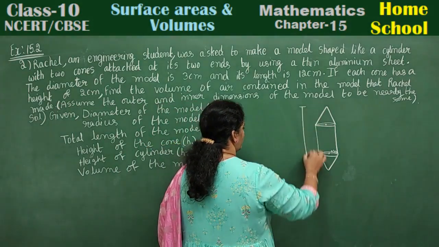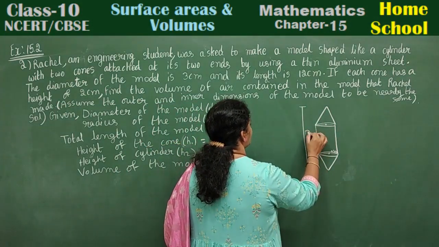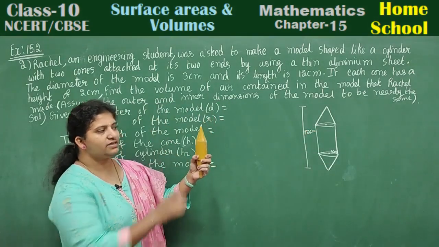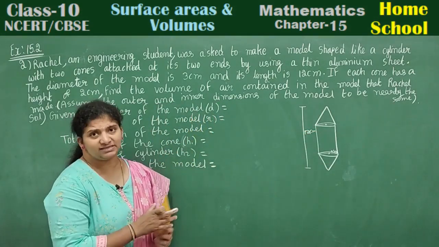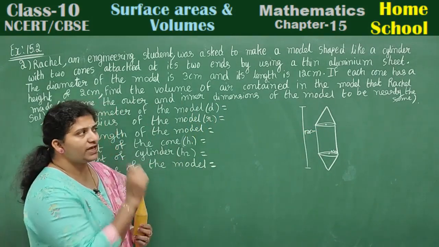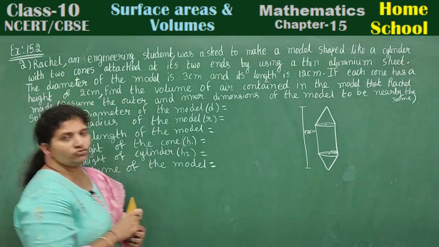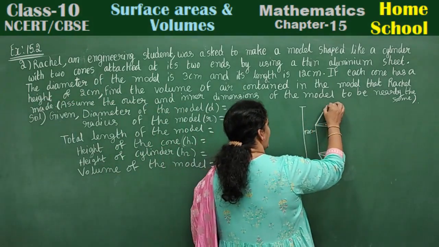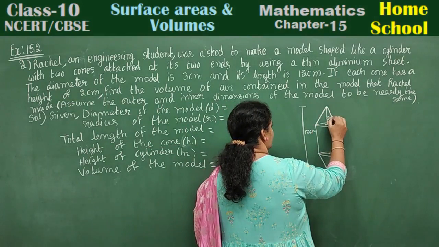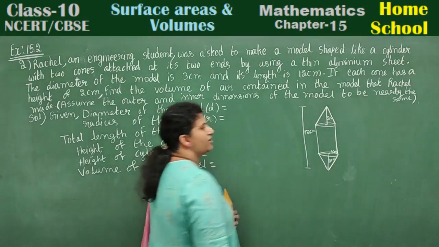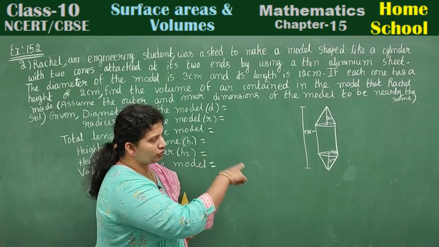From here to here, the model length is 12 centimeters. Understand this? The model length is 12 centimeters. If each cone has a height of 2 centimeters, what is the height of the cone, children? 2 centimeters. And this cone is also 2 centimeters. Now split here, that cone 2 and this cone 2.